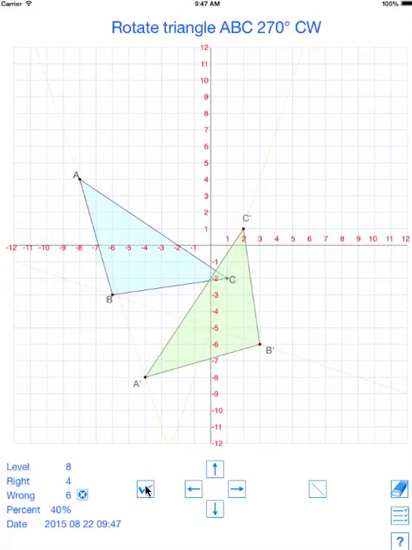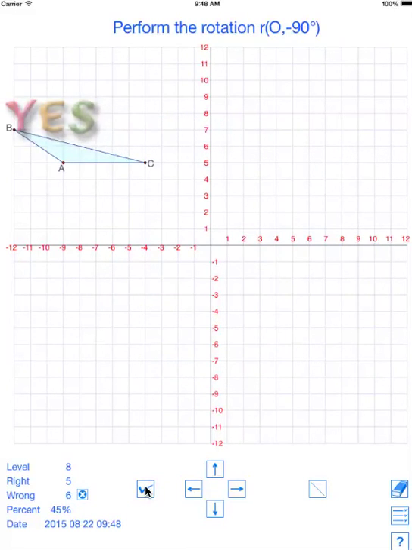All right, and then we check to see if we're right. Okay, and that's it for rotations.